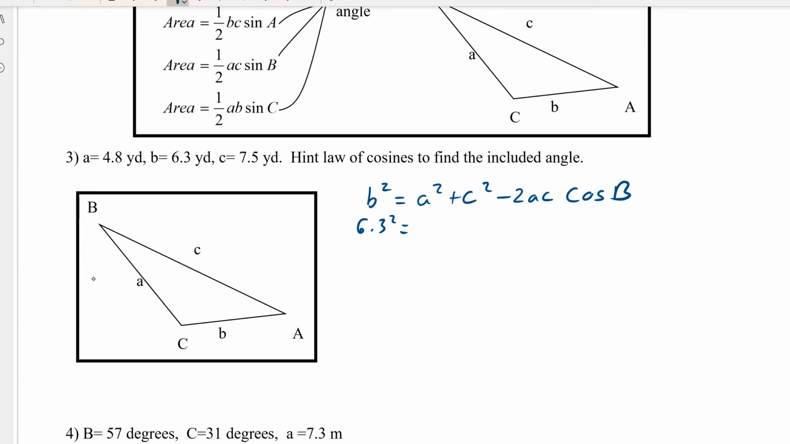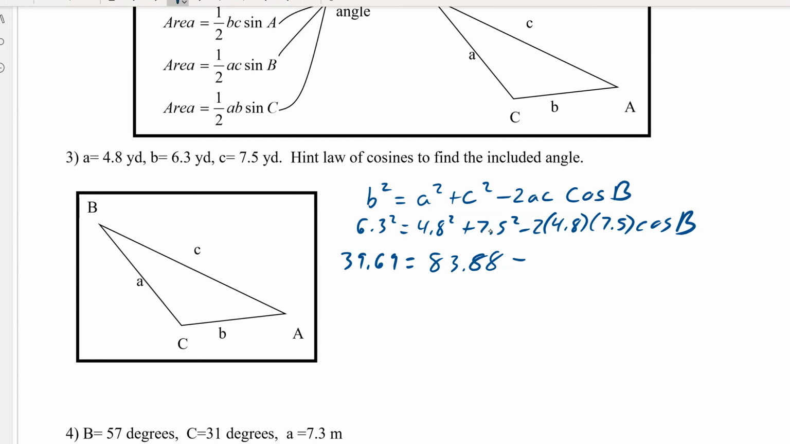So 6.3 squared equals, and then A is 4.8 squared, plus 7.5 squared, minus 2 times 4.8 times 7.5 cosine B. And so if you remember, we are going to just multiply this, add these together. So square, square, add them together. So let's see what we get. So 6.3 squared is 39.69. And then we take the 4.8 squared and add it to the 7.5 squared, which gives us 83.88. And then we multiply the 2, the 4.8, and the 7.5 together to give us 72, and then cosine B.